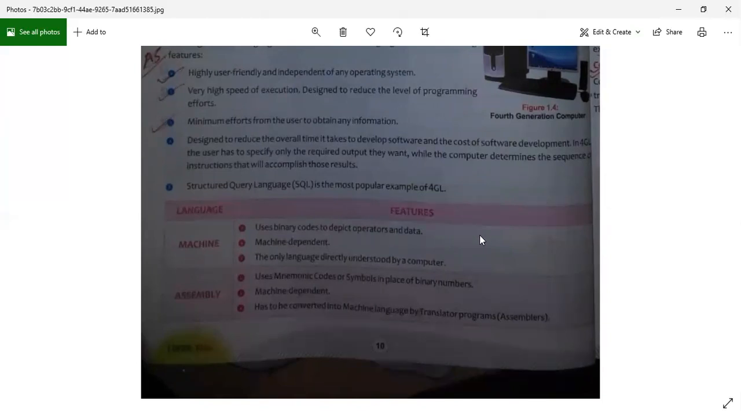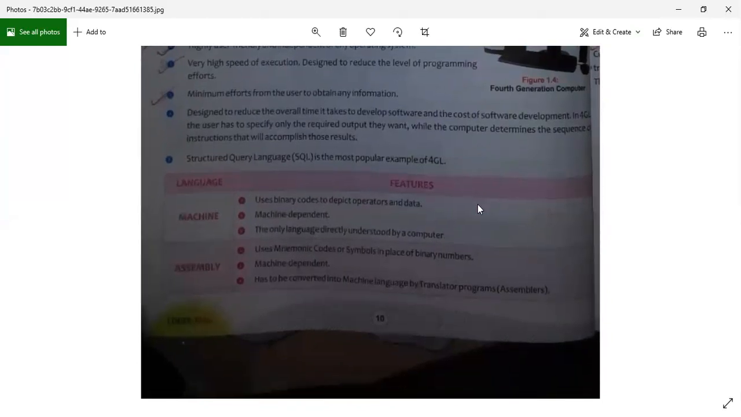Designed to reduce the overall time it takes to develop a software. So what does that mean? If I want to make a software, it will take a lot of time. But if I use fourth generation language, it is very easy and it will take less time. And cost of software development, if I give lesser time, obviously the cost involved will also be very less. It will not take a lot of money to write a program or a software.